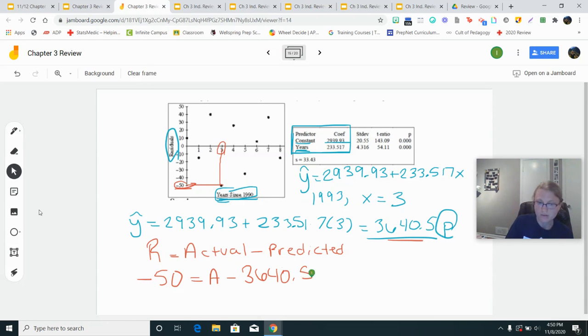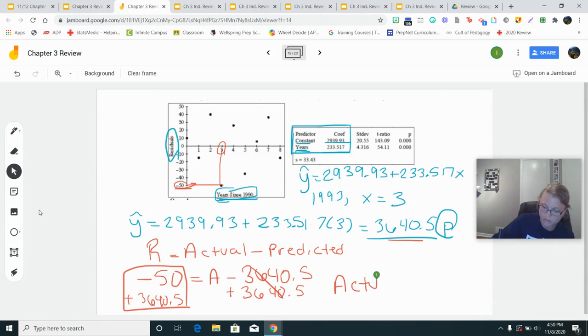3640.5. So if I want to get the actual thing all by itself, I can just add 3640.5 to both sides. This will cancel, and then this will be my answer here. So my actual value equals 3590.5, rounding it again.